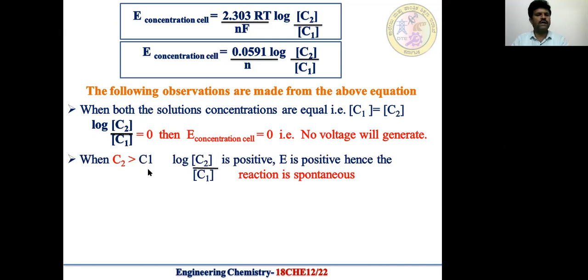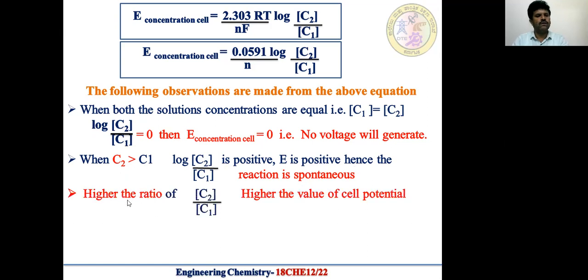When C2 is greater than C1, then log C2 divided by C1 is positive, that is, E is positive. Hence, the reaction is spontaneous. The higher the ratio of C2 divided by C1, the higher the value of EMF or cell potential.